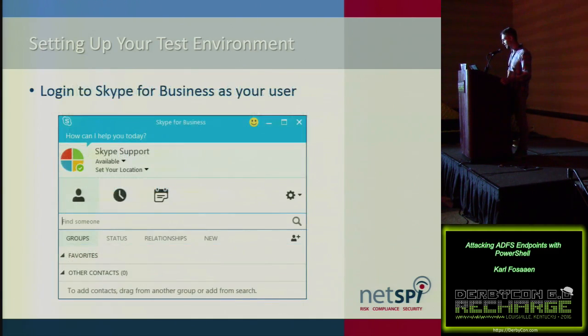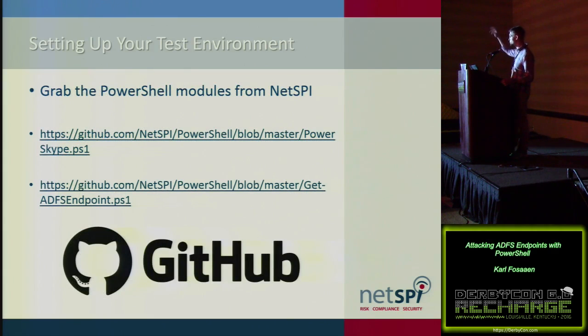All right. Once you've got all that set up, go ahead and log in for your Skype for Business user. Again, we're using Skype Support. I've got a pretty legitimate looking icon here. Seems like it's pretty trustworthy. Additionally, I've got the PowerShell modules out here. This is on the NetSPI GitHub. It should be under the PowerShell folder out on NetSPI's GitHub. So it's both the Get-ADFSEndpoint and the PowerSkype.